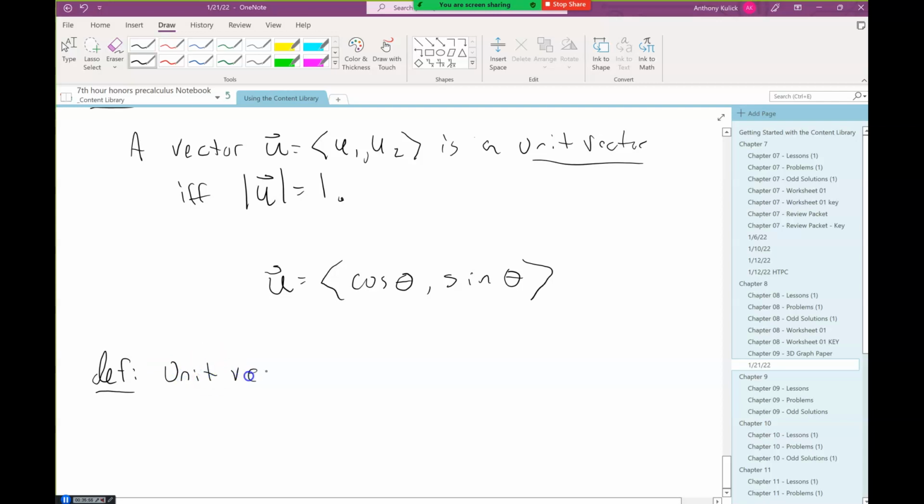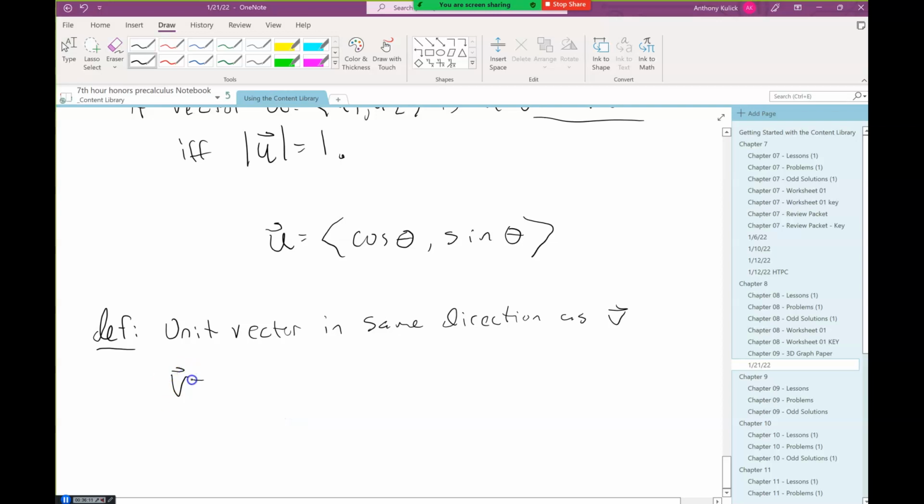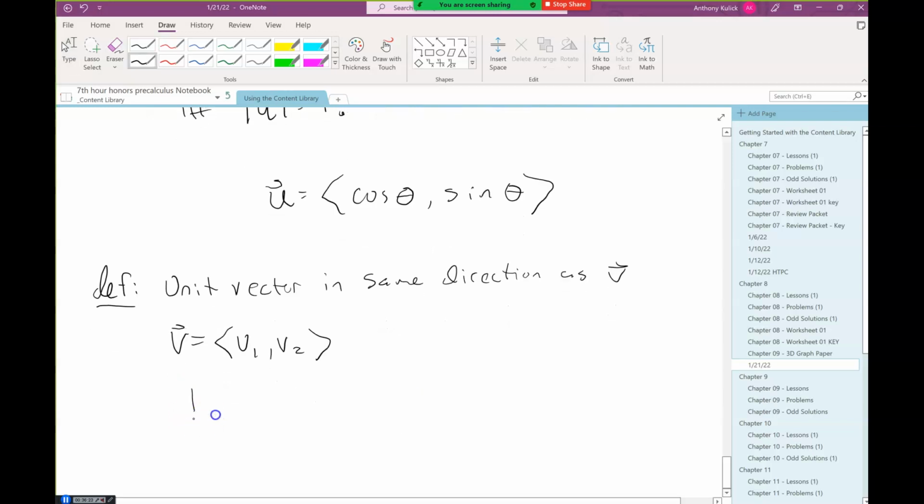So say I want a unit vector in the same direction as some vector v. So let's say our vector v is just v1, v2. If I take the magnitude of v and then multiply vector v by the reciprocal of its magnitude, that's going to give me my unit vector in the same direction as v.